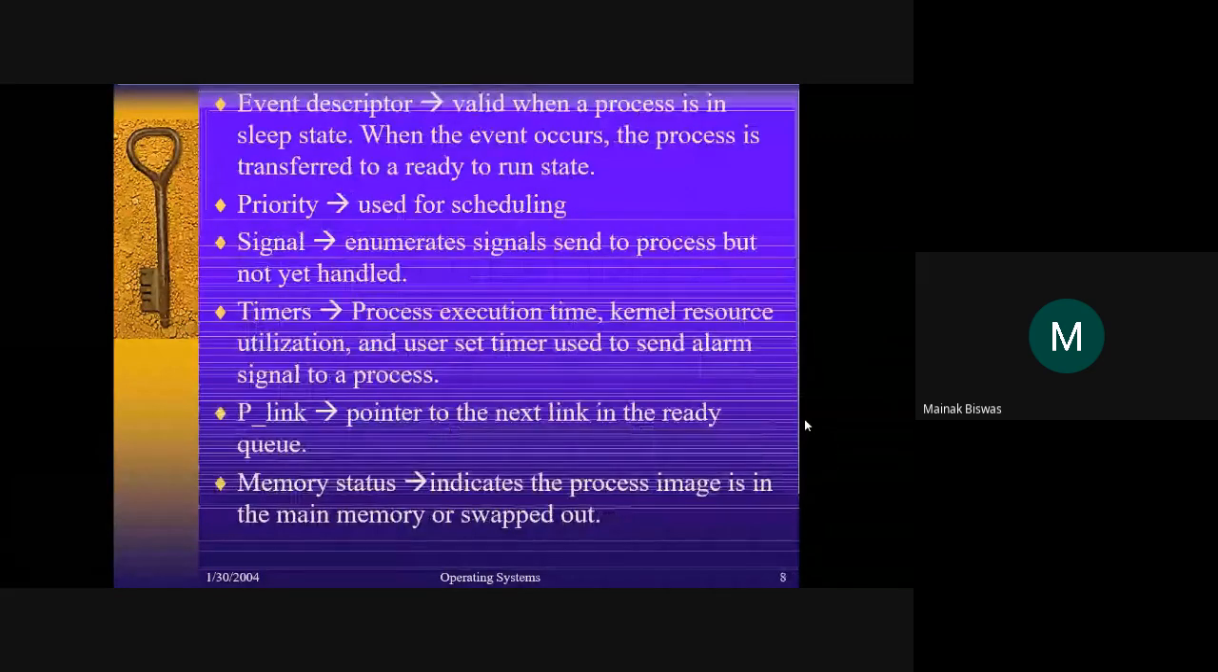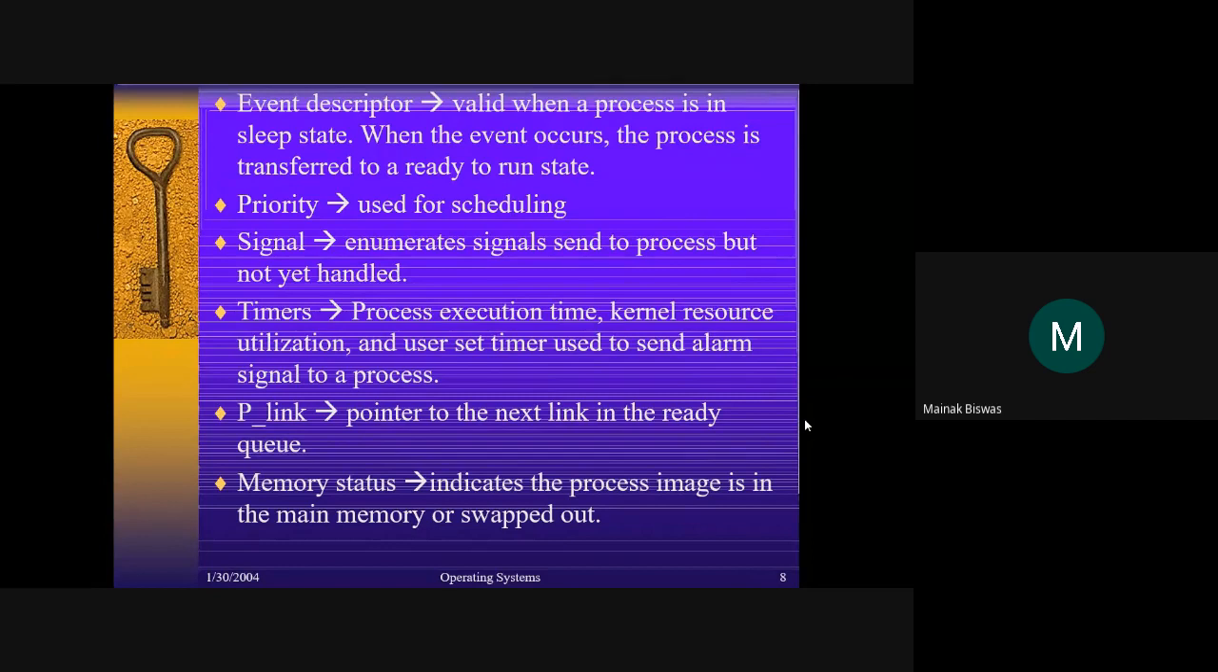Then the event descriptor, valid when a process is in the sleep state. When the event occurs, the process is transferred to a ready to run state. Basically, the process is in the sleep state and it is waiting for an event. What event it is waiting for has to be noted in the event descriptor. When the event occurs, the process is again transferred to the ready or run state.